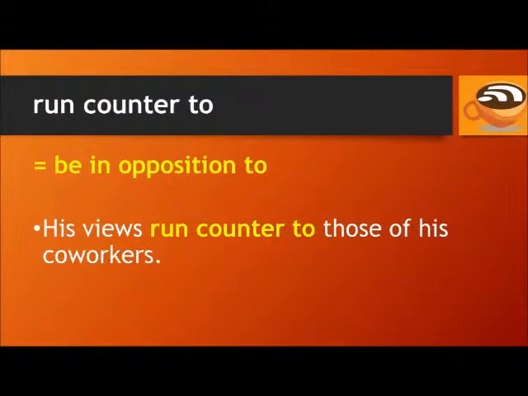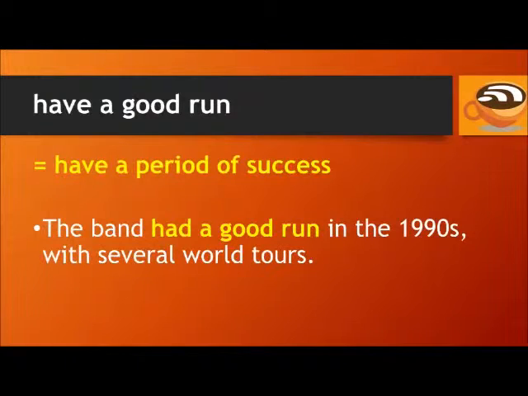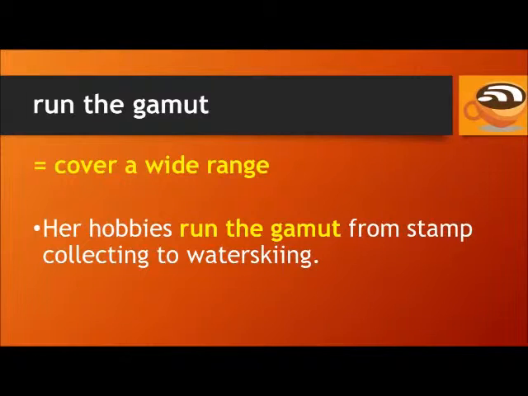The expression run counter to is another way to say be in opposition to. For example, his views run counter to those of his coworkers. To have a good run means to have a period of success. For example, the band had a good run in the 1990s with several world tours. And finally, run the gamut means to cover a wide range. For example, her hobbies run the gamut from stamp collecting to water skiing.